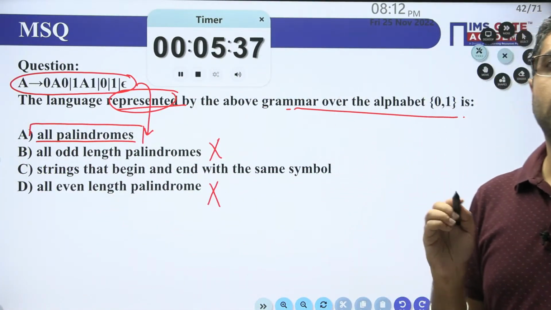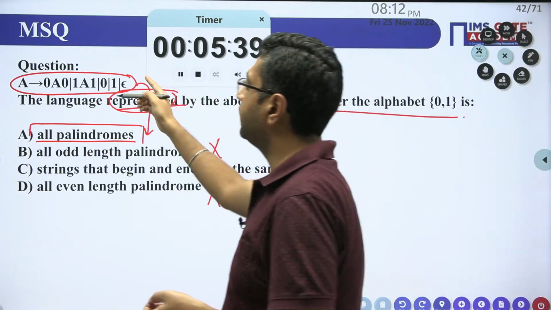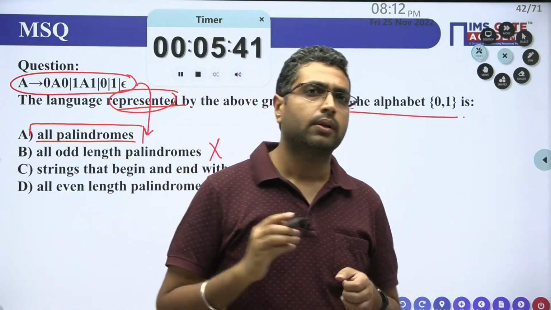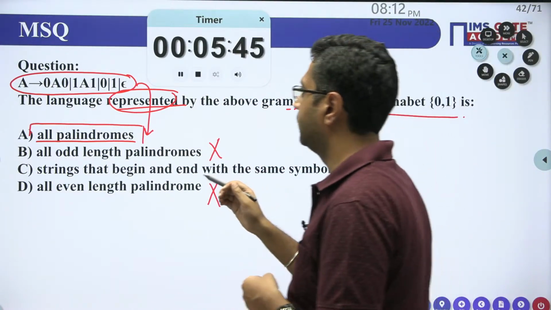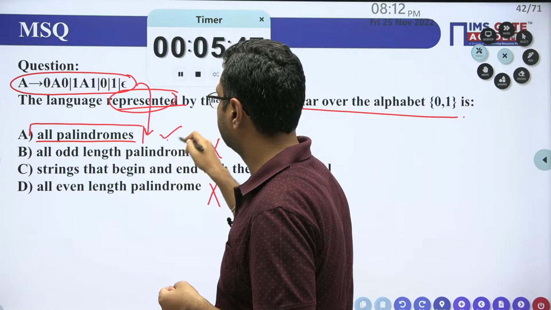So 0, 1 is also generated. You can directly go from A to 0, 1, right, Kundan? So it represents all the palindromes, even epsilon is also there. So the answer will be A, right?